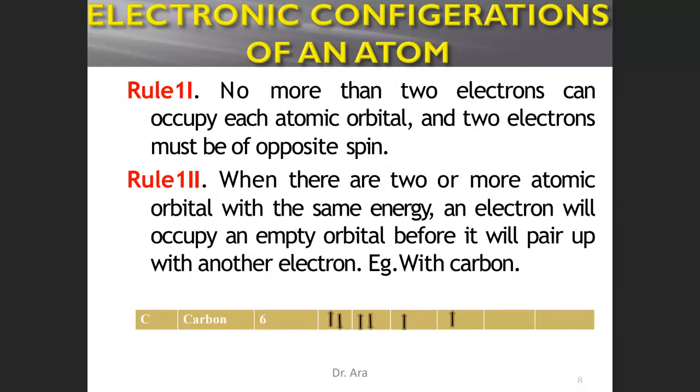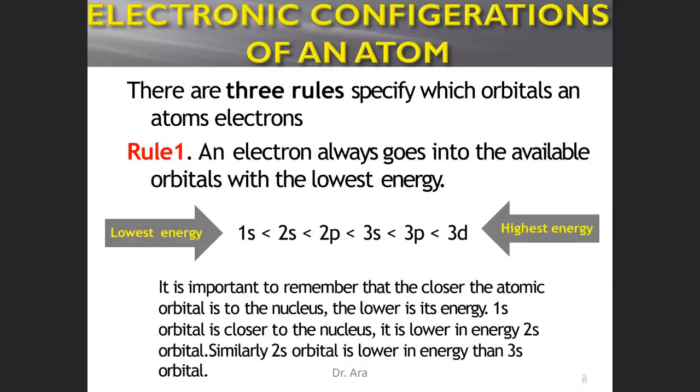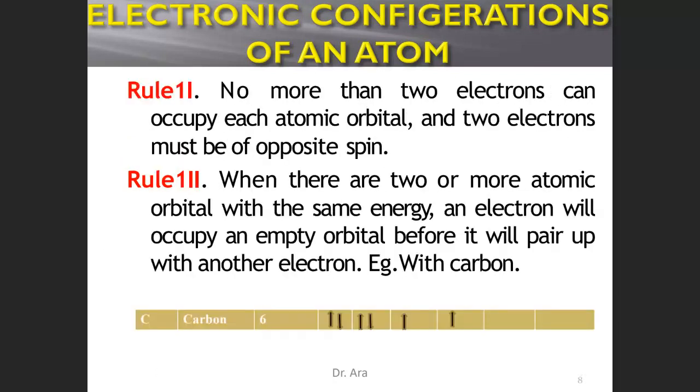Oh, by the way, if we know the rules, it will make you more interesting when you read the periodic table. An electron always goes into the available orbitals with the lowest energy first. So the electron will first go here, then here, then here, as usual, normal rule. So this is our first rule for the distribution of electrons, or the configuration, whatever you say.